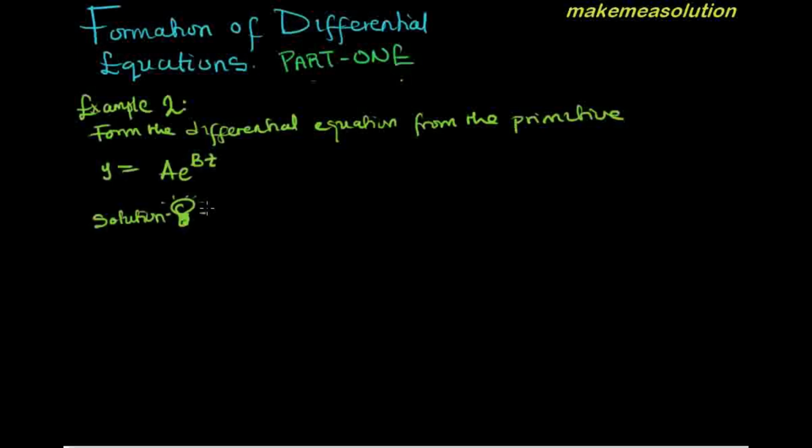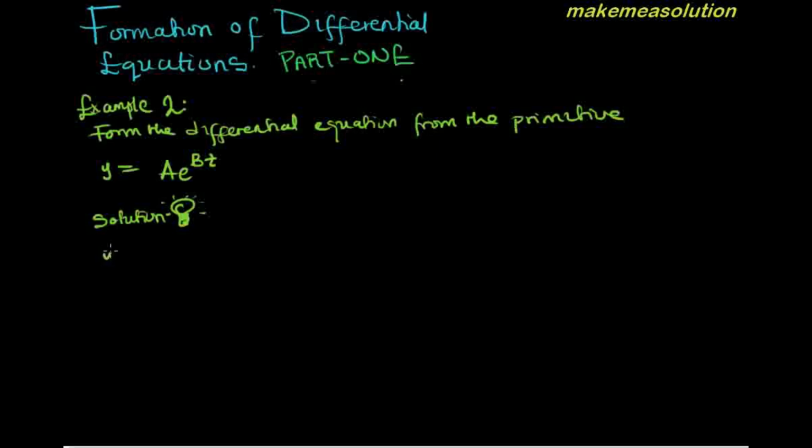Alright, now look at the second problem. You want to form a differential equation given this primitive y is equal to a exponential bt. So of course we're going to ask ourselves, how many arbitrary constants are there in this primitive? There are 2 arbitrary constants, so we are going to differentiate 2 times. Is that okay? The 2 arbitrary constants are a and b.